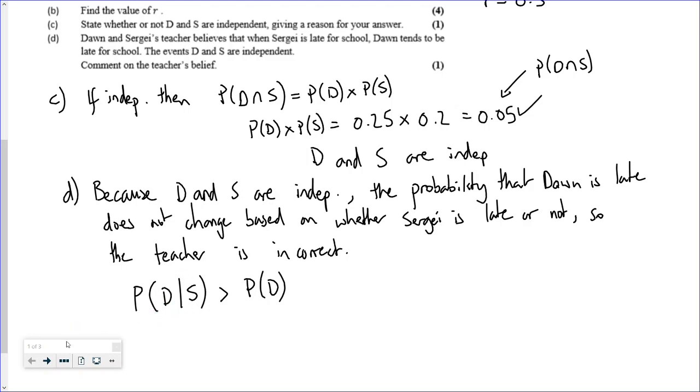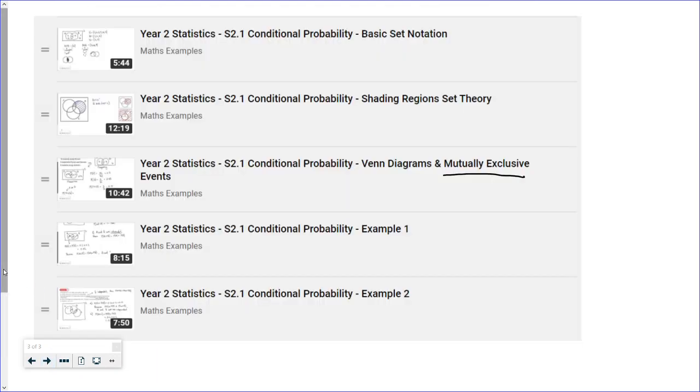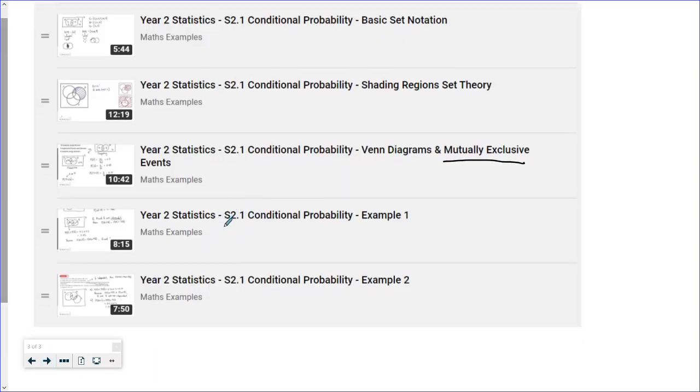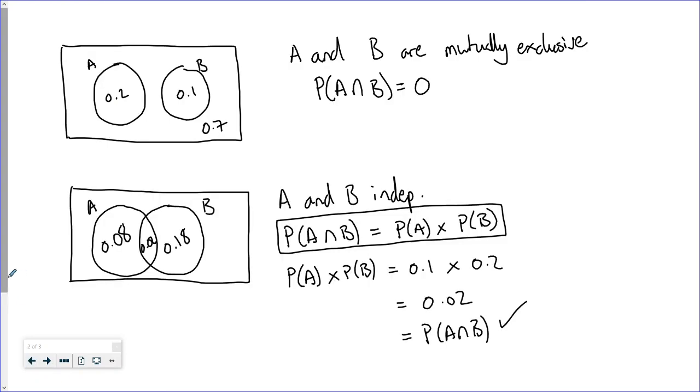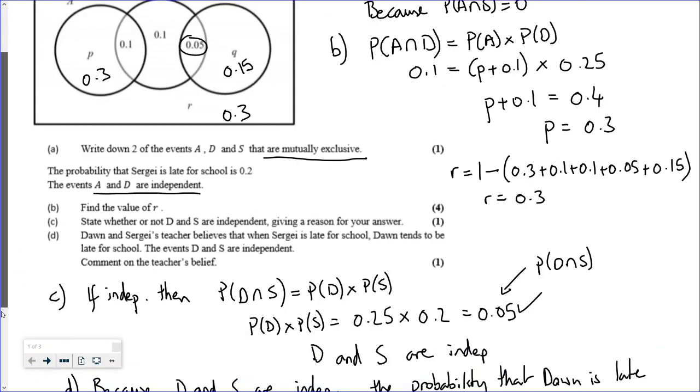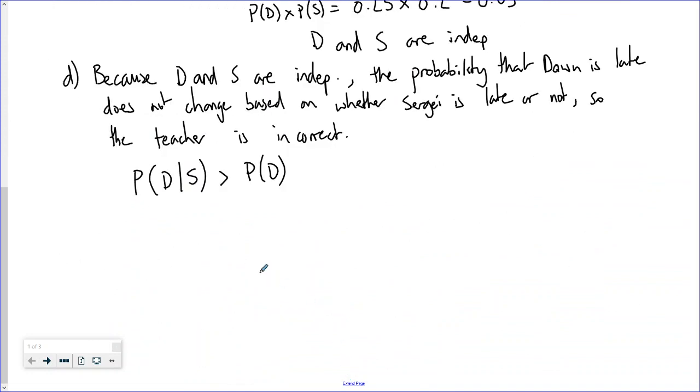Now, if you don't recognize this notation, you'll have to go and watch these videos in chapter 2 before you understand what I'm going to do here. So let's try and prove that this is not true based on what we know about independent events. What we want to try and show actually is that the probability of Dawn being late given that Sergey is late is actually equal to the probability of Dawn being late. So this is what the teacher thinks.